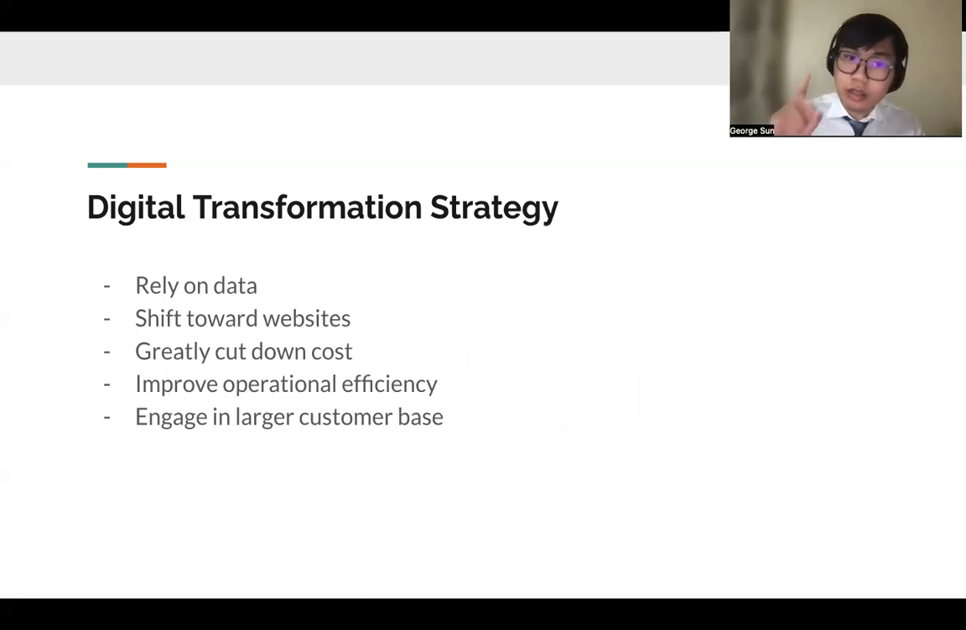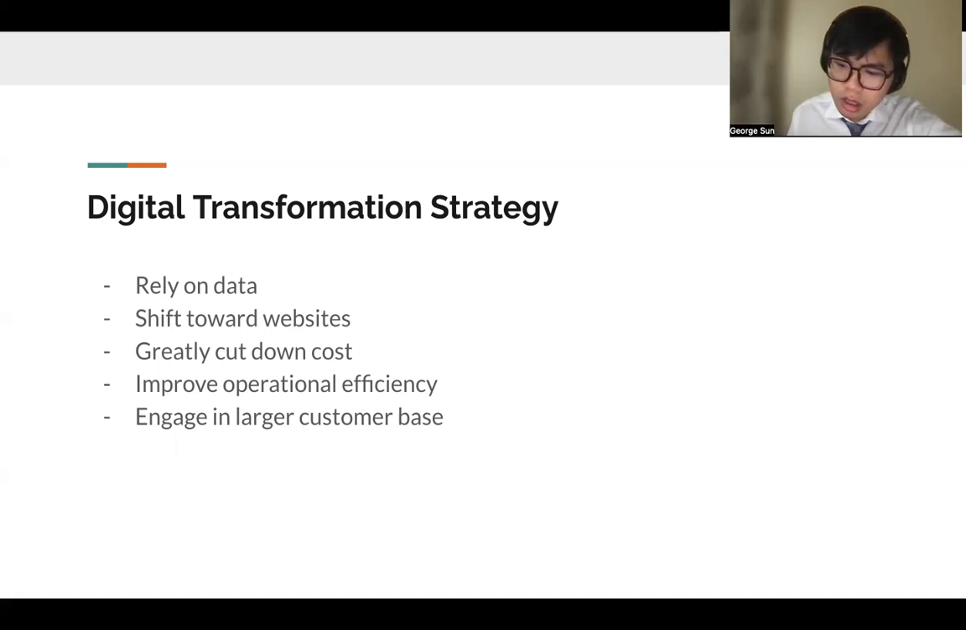Another fantastic strategy is the digital transformation strategy. It relies on data. I don't know if you have seen a movie called Moneyball. It's a fantastic movie because it shows how important data is. And the traditional brands have to shift toward websites instead of using the traditional ways of selling things, offline. This greatly cuts down cost because not as many people will go into your store, because everybody's just on internet shopping nowadays.